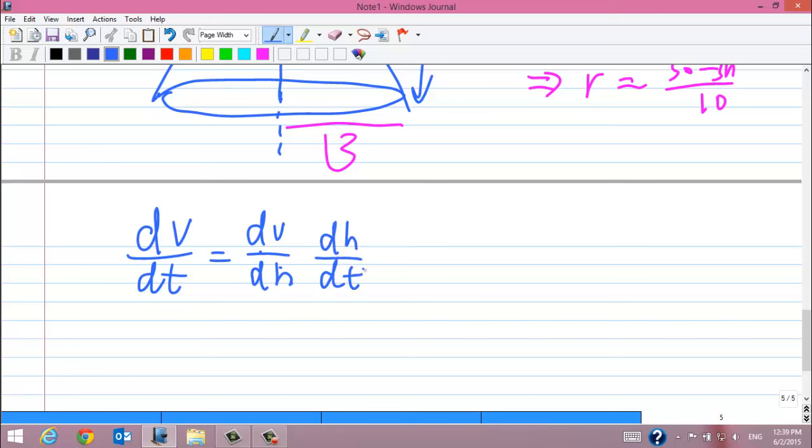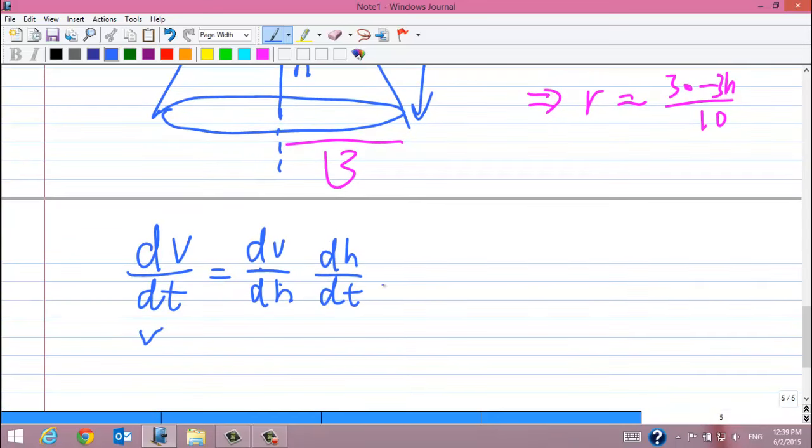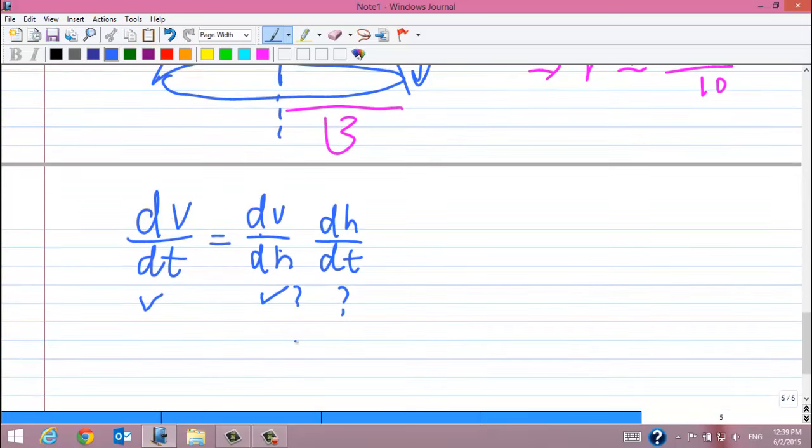They always give you 2 out of the 3, and you find the third one. So they already told us dV/dt, but of course we need to find dV/dh first, because we have to find dh/dt, so this one is better to find out. Before finding dV/dh, you must formulate V in terms of h.